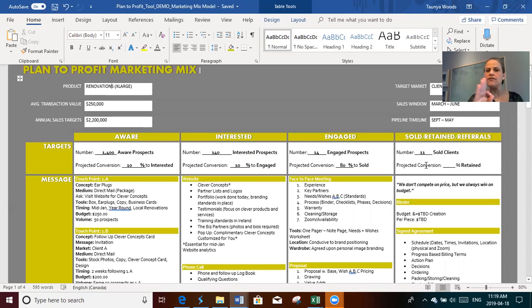If you can't defend otherwise, I'm going to recommend you use the rule of 10. To sell 10 customers here under closed, you would need 10 times 10, which is 100. You would have to have 100 engaged. To have 100 engaged, at a 10% conversion rate, you would need to have 1,000 interested, right? Everybody with me? 1,000 interested at a 10% conversion rate means that you would need to have 10,000 aware.